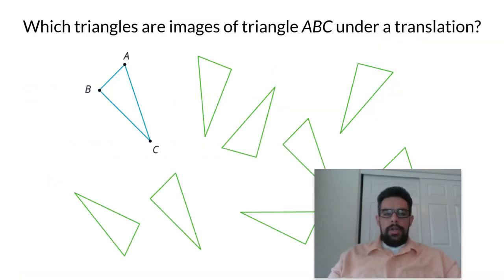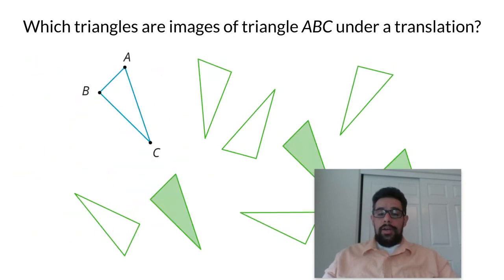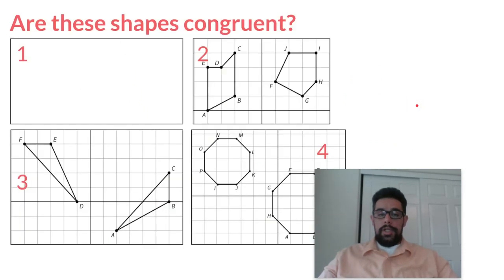Now, we started off with this problem, and you see all of these triangles are rigid transformations, so they are all congruent. We were just focusing on which ones are a translation. Remember, a translation is when you move the figure without turning it. So these three, you can't see this one because of my head, but these three are translations. That means they are congruent to the original triangle.